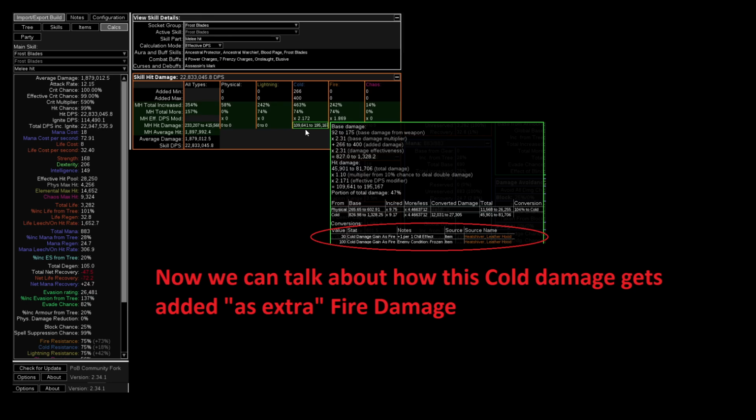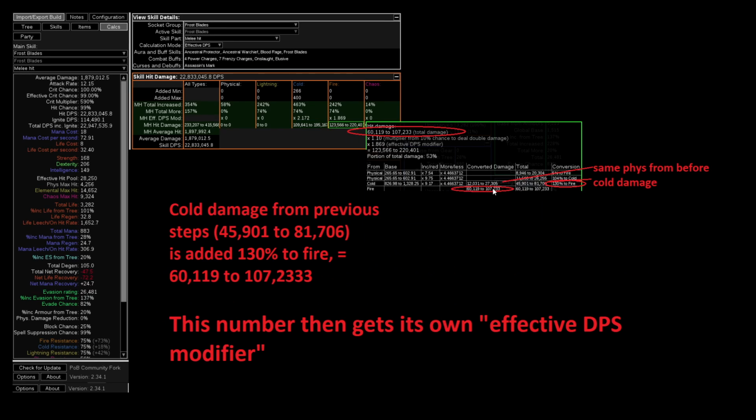Now we can talk about how this cold damage gets added as extra fire damage from Heat Shiver. So if the enemy is frozen, you get 130% cold as extra fire from Heat Shiver. And that happens right here under the fire tab in PoB, starting with right here. So PoB does all the same calculations that it did for cold and for fizz.